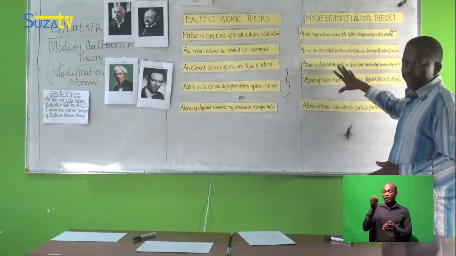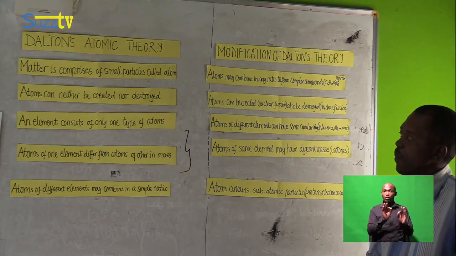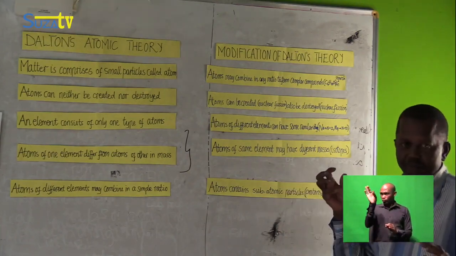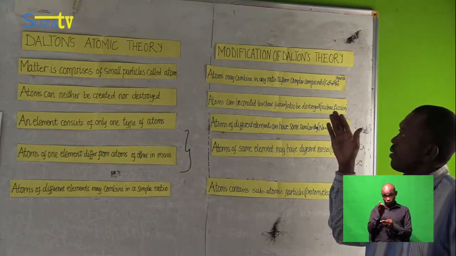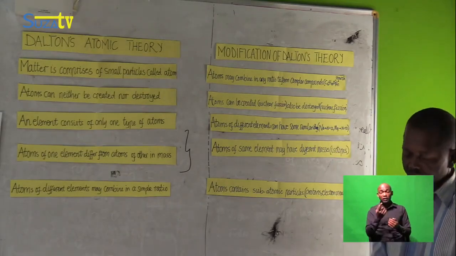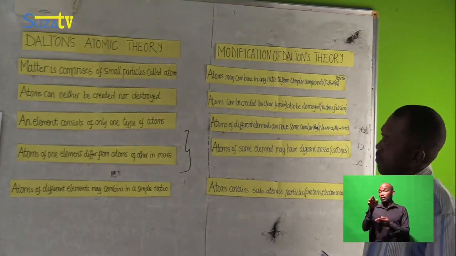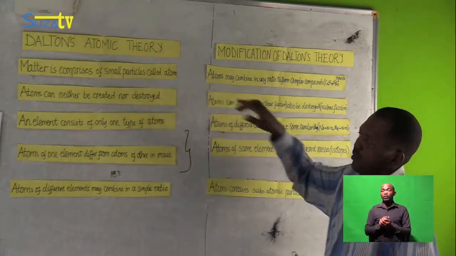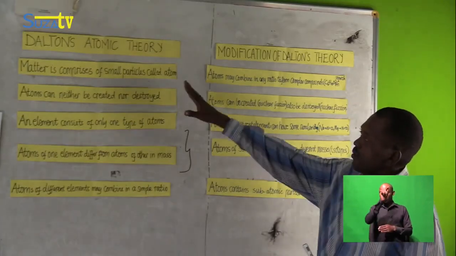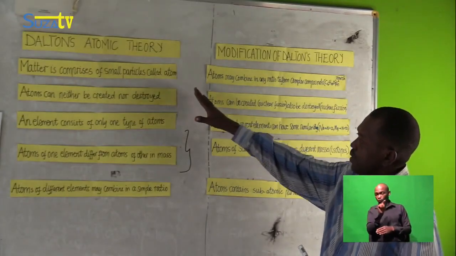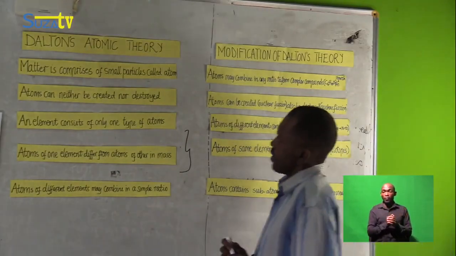I've rearranged them. So we want to have that kind of activity to make sure that we match the postulate of Dalton atomic theory and the one which modified. So I will use that temporary marker pen to show just an arrow to show that this will be corresponding to that modification. So I start with the first one.